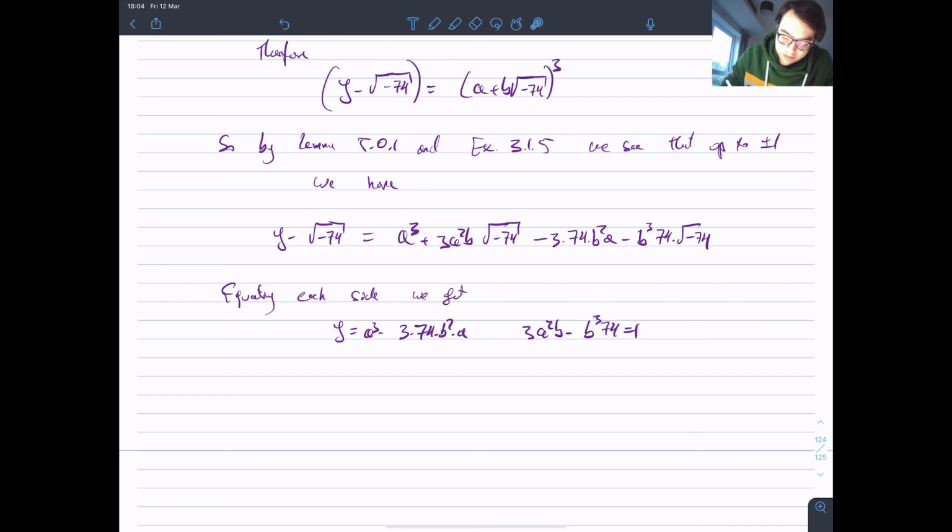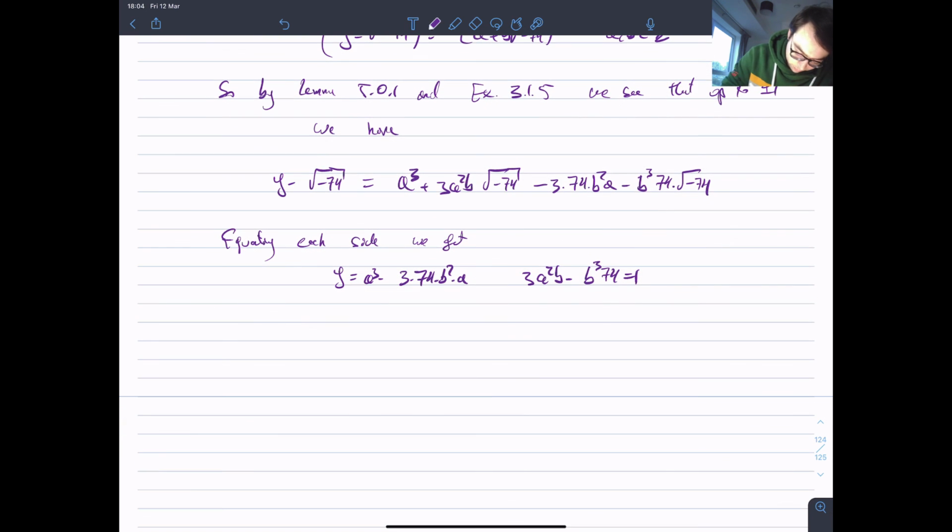Notice that a and b are integers. Here, a and b are in Z. So b divides this side, so b has to divide 1 again. So b has to be plus or minus 1. So the second equation implies b divides, sorry, I made a mistake. This is minus 1, so b divides minus 1, so b is plus or minus 1.